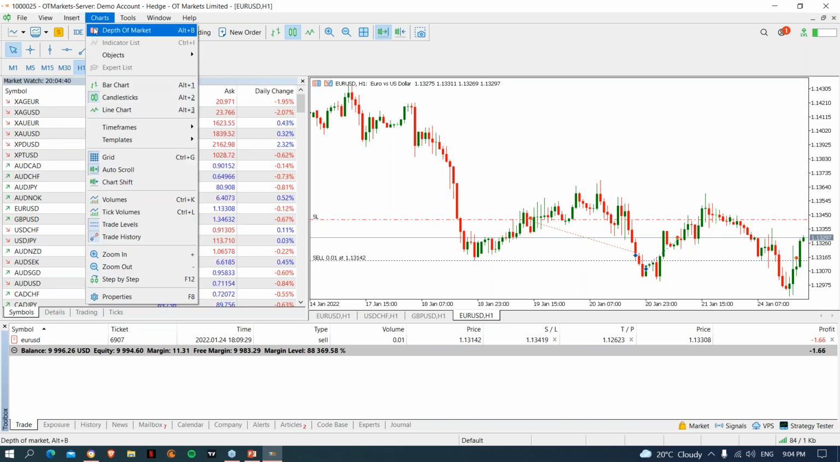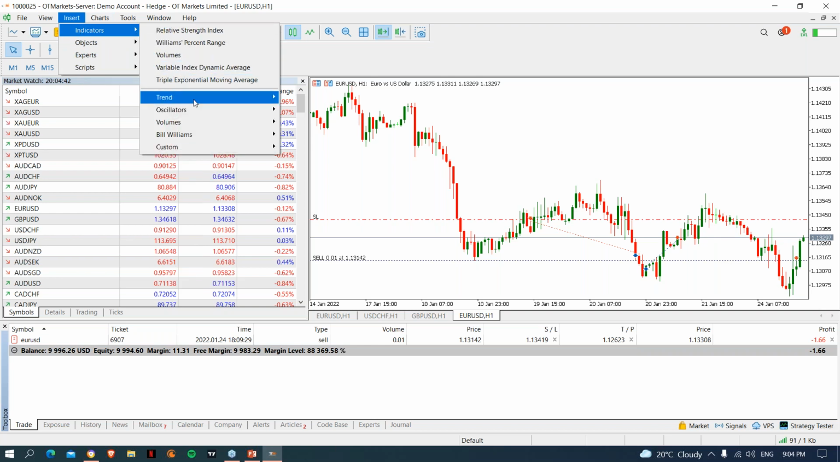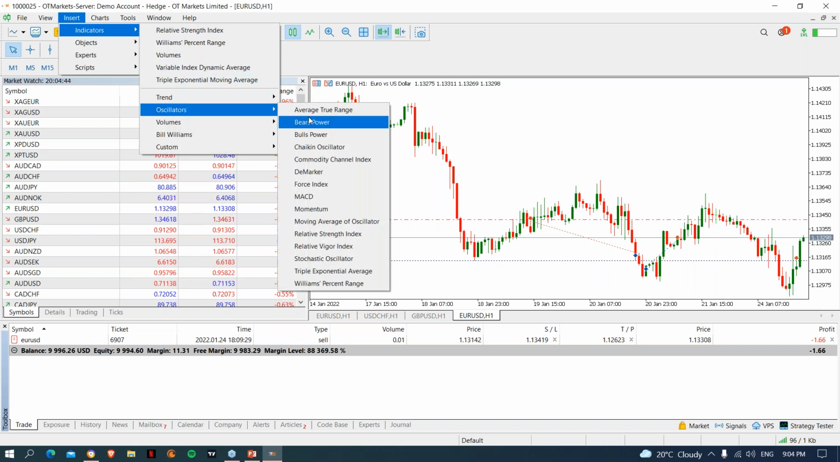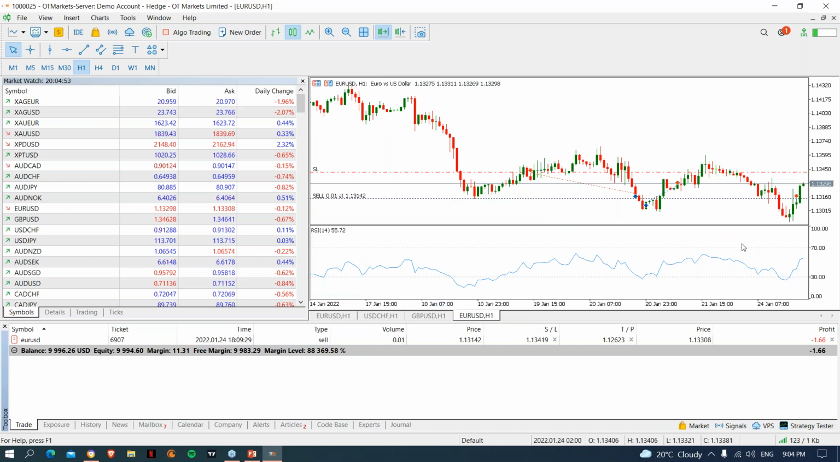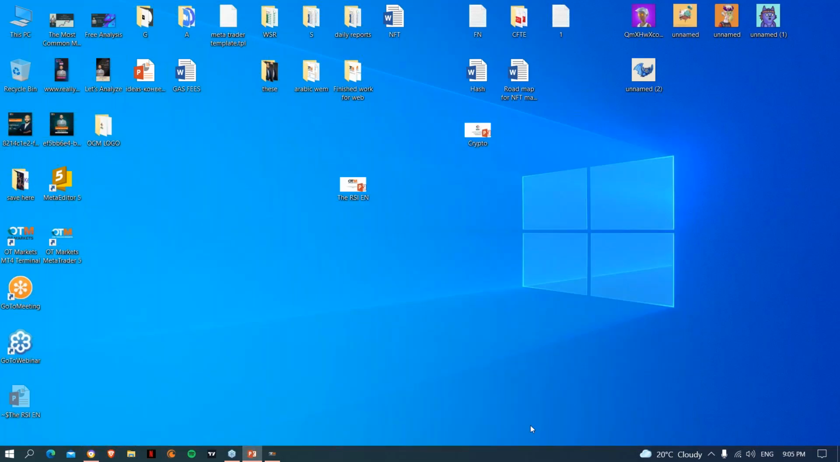So we go to Insert, we go to Indicators. Like we said, it's an oscillator, and we see Relative Strength Index. We click on it. The default is 14, like I said, and we click OK. And you can see the RSI right here on the screen. This is how it would usually look. Let's go back to our presentation.